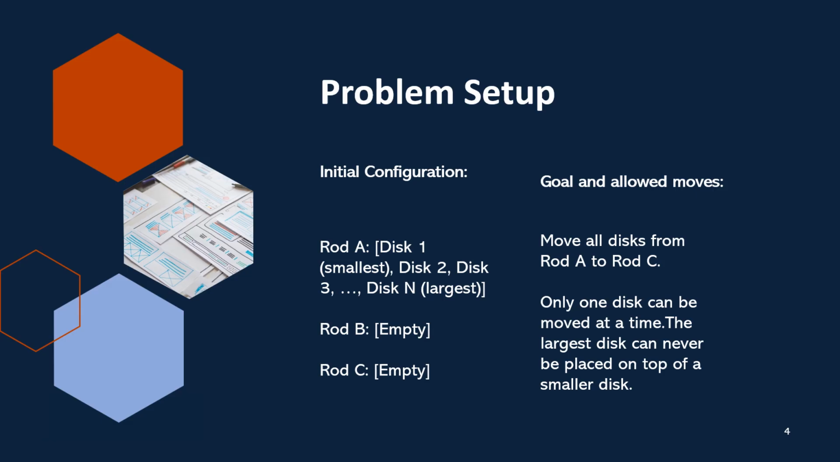Let's set up the problem step by step. Initially, all disks are stacked on rod A, arranged by size with the smallest disk on top and the largest on the bottom. Rods B and C start off empty. Here's the objective. First, move all disks from rod A to rod C. Second, rod A starts fully loaded while rods B and C are empty. Following the rules we just discussed, we need a strategic approach to achieve this goal. Next, we will explore how recursion can help solve this puzzle.